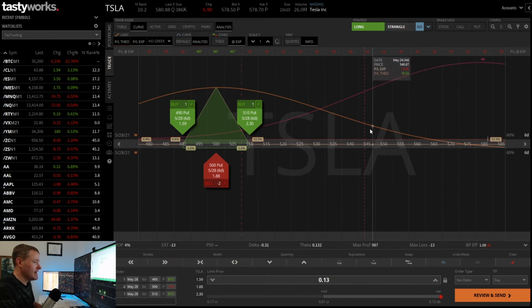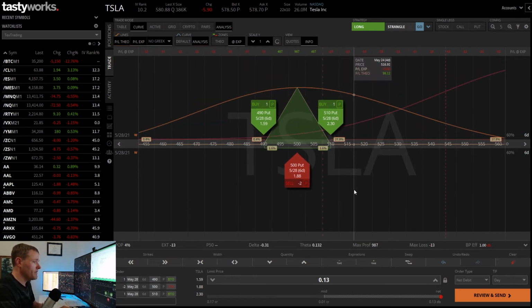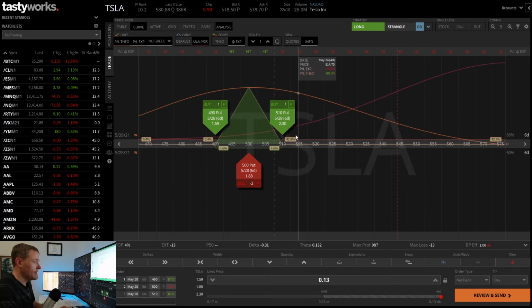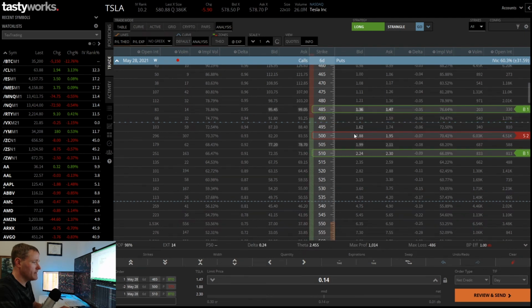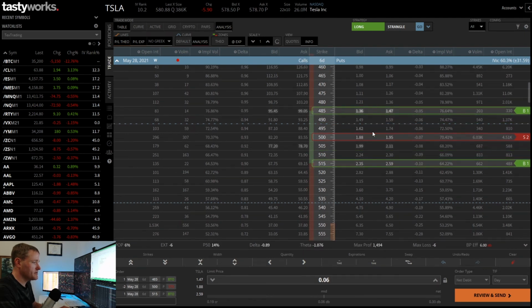But you can see that as Tesla does sell off, the spread will actually make money, right? As Tesla's selling off, you can see our theoretical P&L there is $78.32, and it keeps increasing as we get closer to this profitability tent that we have set up here. Now, one thing that we can do is widen out the wings on the butterfly. We can come back over here to our table view and maybe go to the 485 and then the 515. So we have essentially wider spreads between our two spreads that we have there.